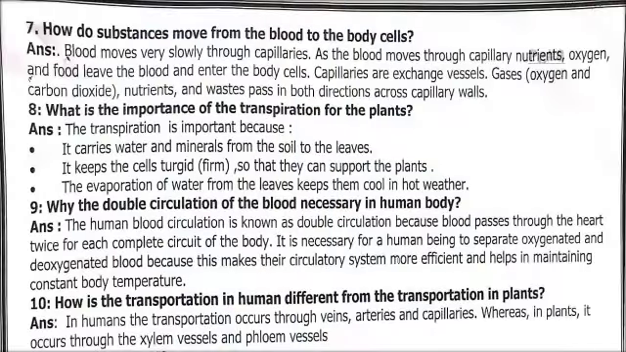So dear students, now open your winter pack, page number 8, and here question number 7 is, how do substances move from the blood to the body cells? The answer is, blood moves very slowly through capillaries. As the blood moves through capillaries, nutrients, oxygen, and food leave the blood and enter the body cells. Capillaries are exchange vessels. Gases like oxygen and carbon dioxide, nutrients, and waste pass in both directions across capillary walls.